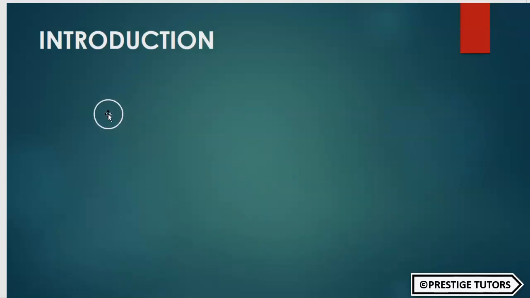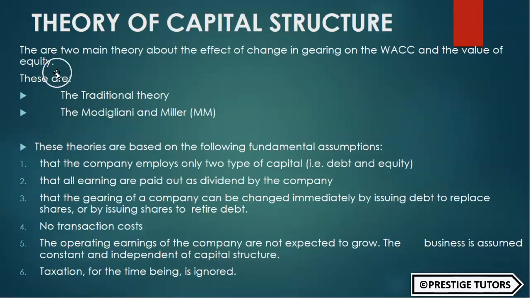All right, now we have theories of capital structure. We have two theories of capital structure that we are going to look at. The first one is the traditional theory, while the other one is what we call Modigliani and Miller, M and M. Now, the essence of this theory is just talking about the capital structure. What do you need to do to have a wonderful capital structure?